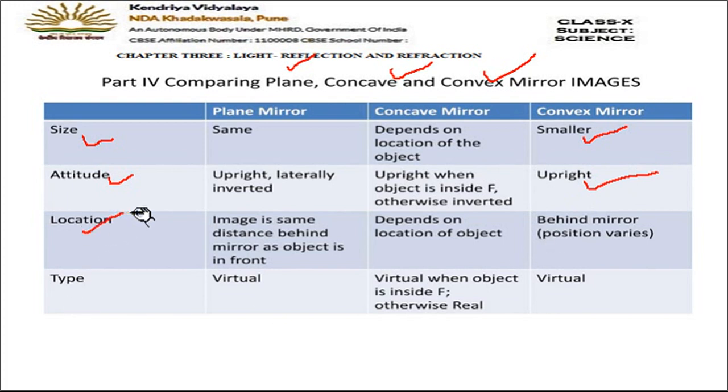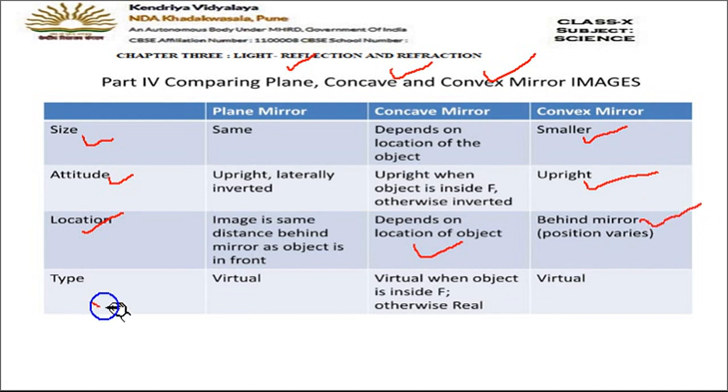Now, location of the image. In case of a plane mirror, the image is the same distance behind the mirror as the object is in front. You have studied this. It means the distances from the mirror to the object and to the image are the same. If you are standing 5 centimeters in front of the mirror, then your image is formed 5 centimeters behind the mirror. Now in case of a concave mirror, it depends on the location of the object; it changes. And in case of a convex mirror, the image is always formed behind the mirror.